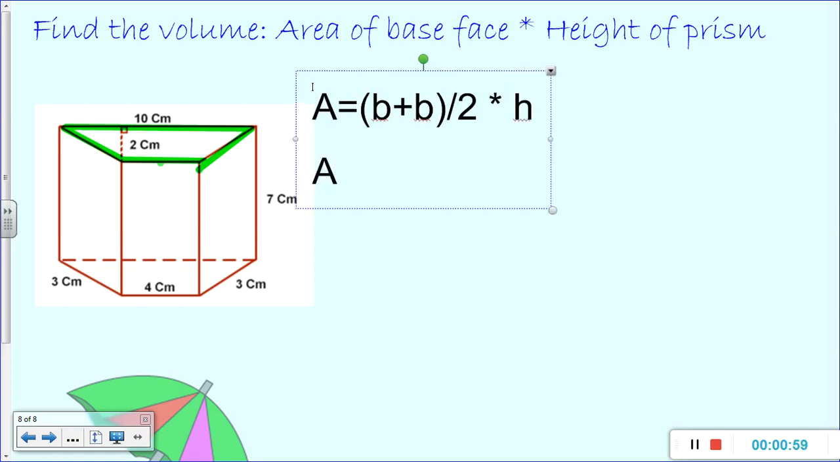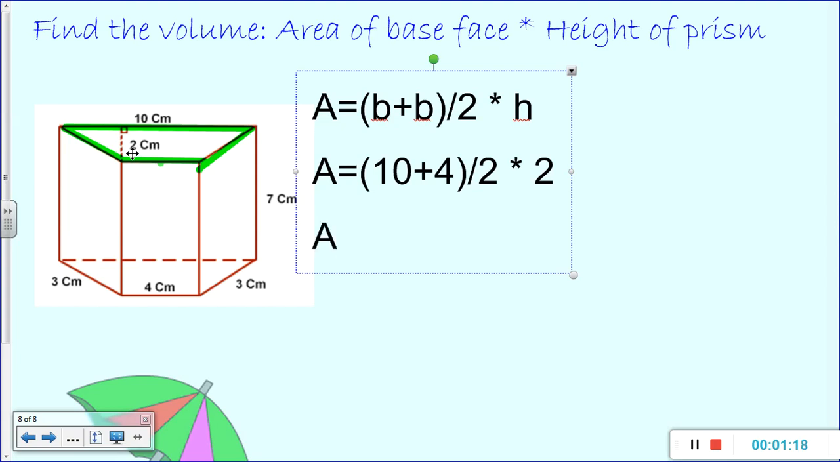Okay, so that means that I have to add up my 10 for my bottom base. 2 is the height, so I have to look all the way down here for 4 for the other base. I'll divide that by 2, and then I'll multiply that by the 2 for the height of the trapezoid.